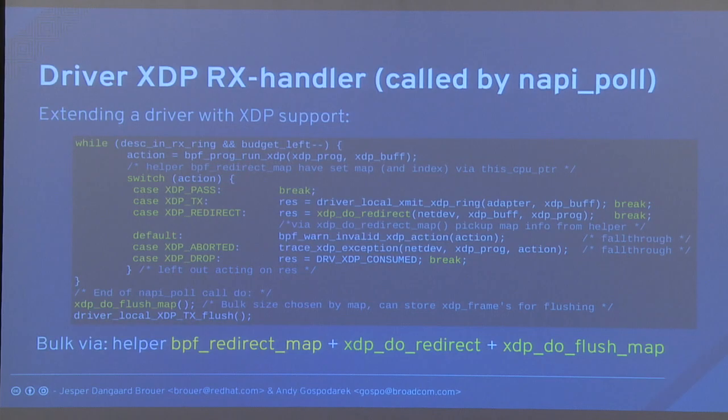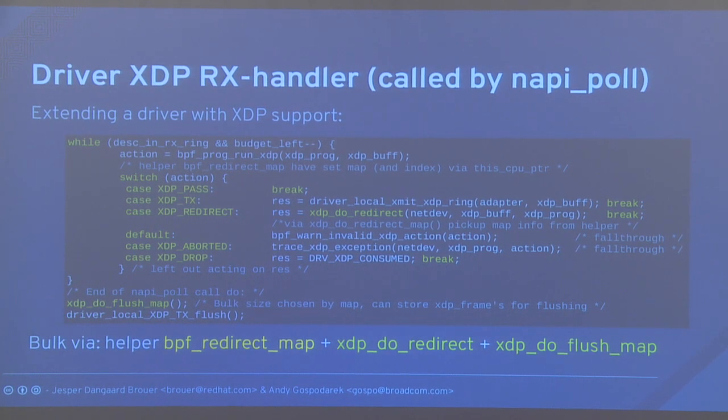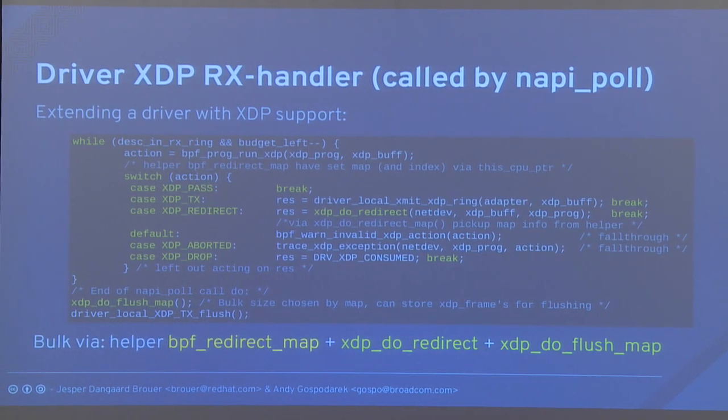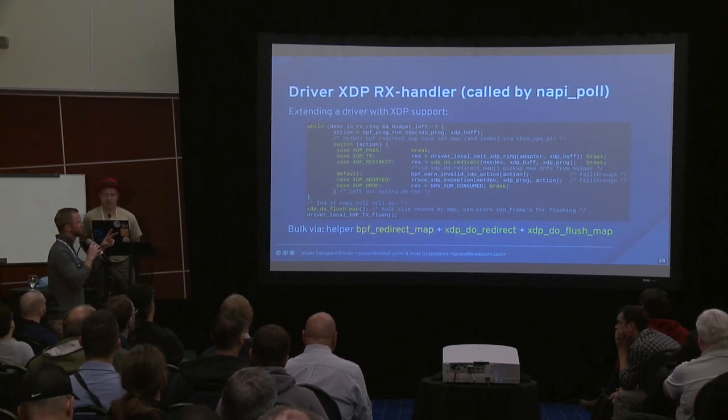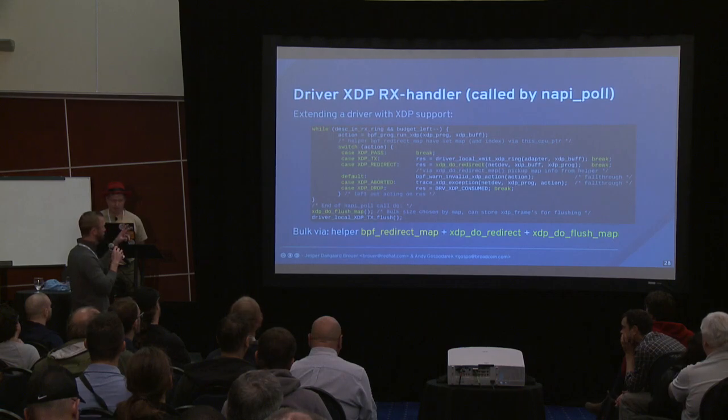You can see we've got the five options, the five actions we talked about. Ideally, it will take you more than one line of code to implement just the transmit or the redirect action. But this can fit in a fairly small space inside your NAPI poll handler.